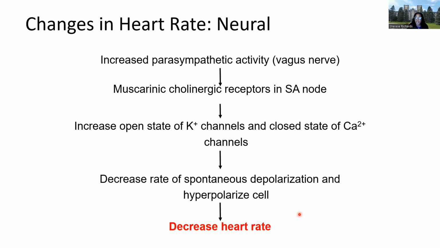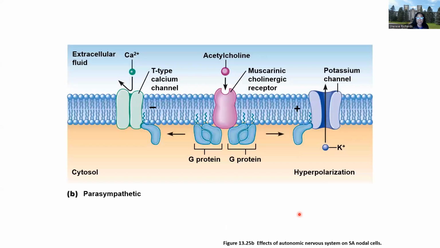So notice how the parasympathetic system, by way of these muscarinic receptors, can make it harder to depolarize pacemaker cells, whereas the sympathetic system, by way of the beta-1 receptors, can make it easier or more favorable to fire action potentials and can increase the heart rate.